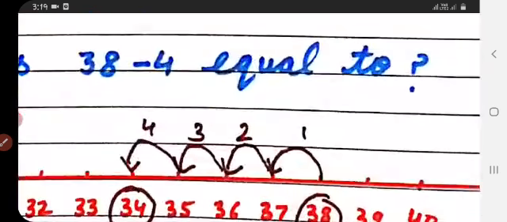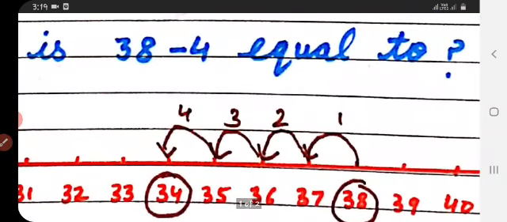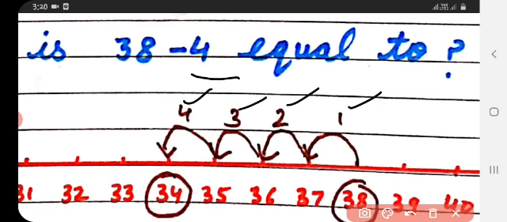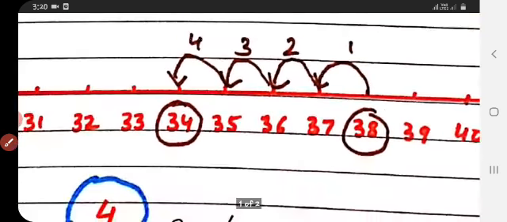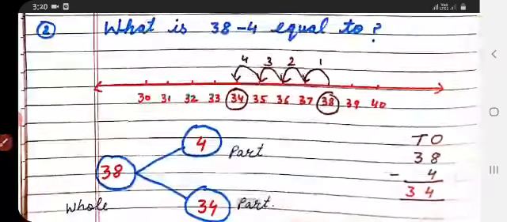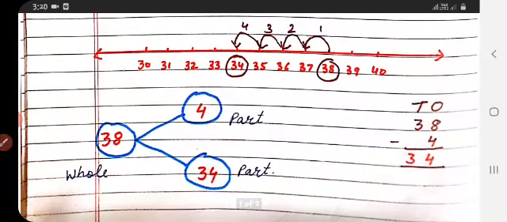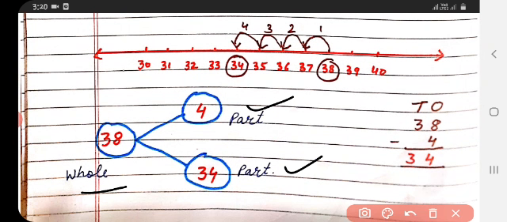If we are on 38, we will come back how many steps? 4, because here it is 38 minus 4. 1, 2, 3, 4, and we are on 34. So 38 minus 4 becomes 34. By subtraction also, 8 minus 4 is 4 and 3 as it is we can write here. We can see the bonds also: 38 is the whole part, and 4 and 34 are its parts. So 34 plus 4 is 38.